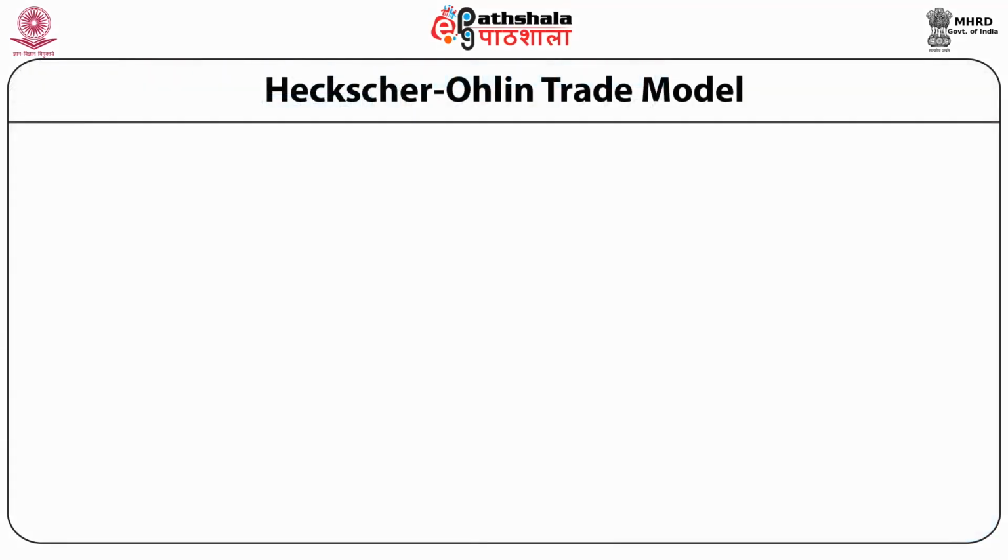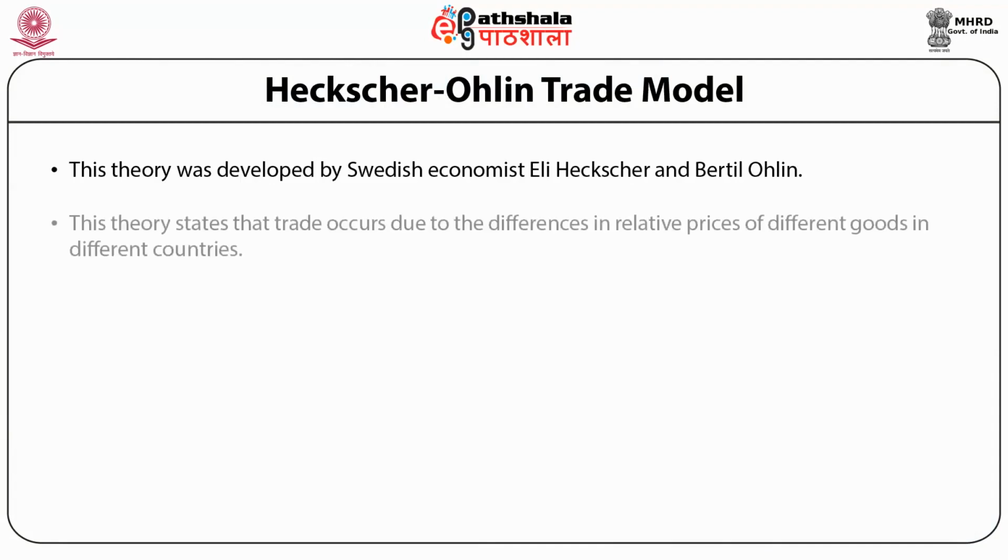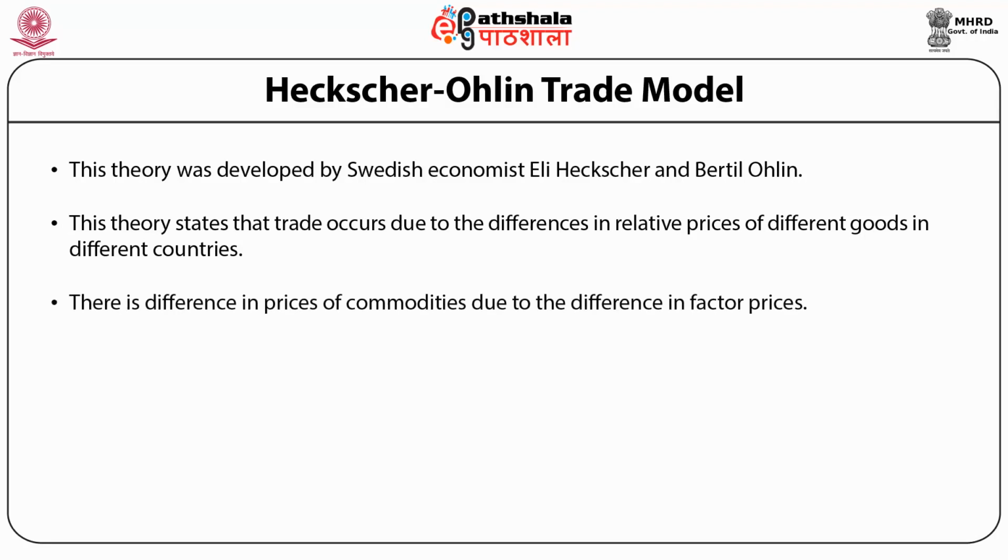Heckscher-Ohlin trade model. This theory was developed by the Swedish economists Eli Heckscher and Bertil Ohlin, and is popularly known as the HO theory. This theory states that trade occurs due to differences in relative prices of different goods in different countries. There is a difference in the prices of commodities due to the difference in factor prices. Different countries have different factor endowments.